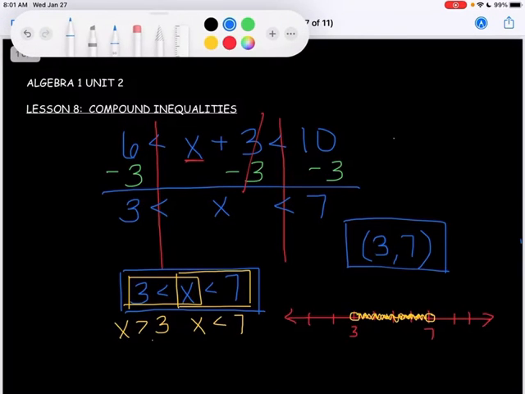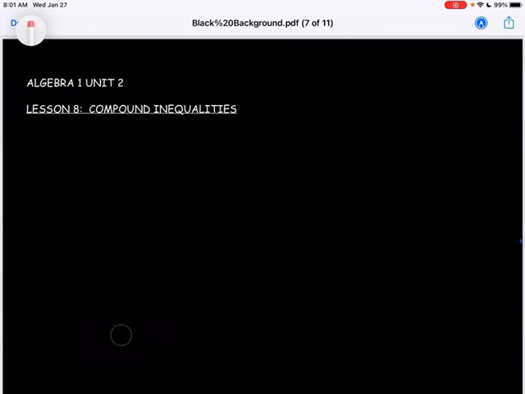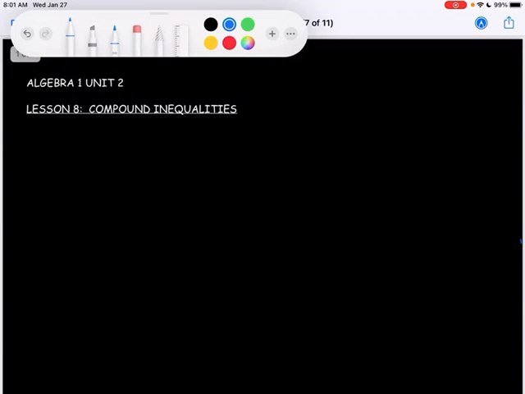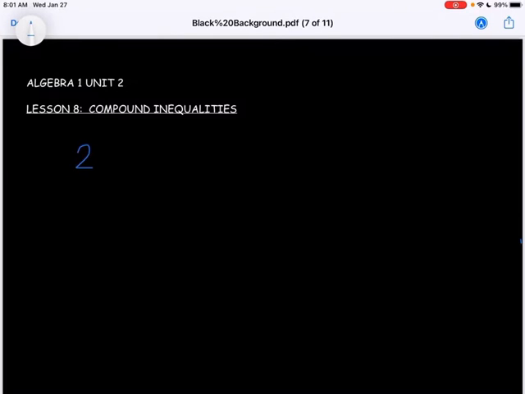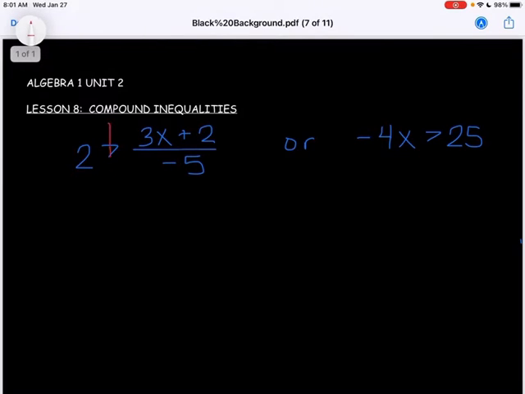Now let's look at an or compound inequality. Let me erase this. Let's say we have 2 is greater than (3x plus 2) over negative 5, or negative 4x is greater than 25. So here we have 2 inequalities to solve. I'll start with this one.